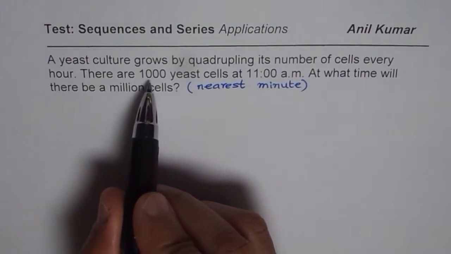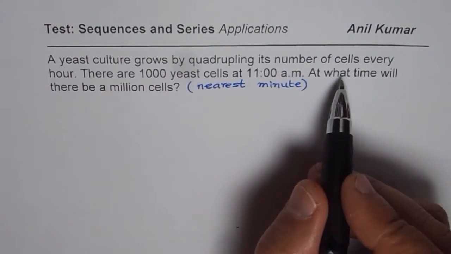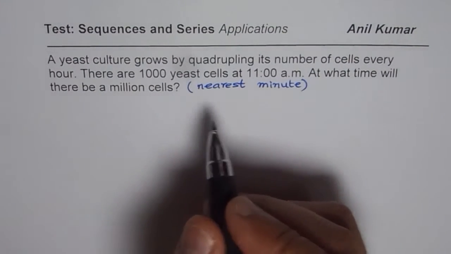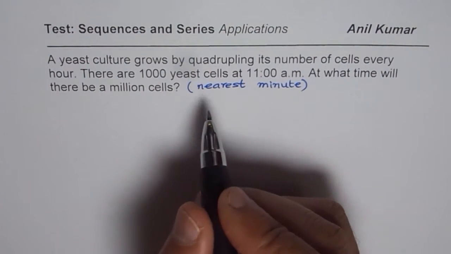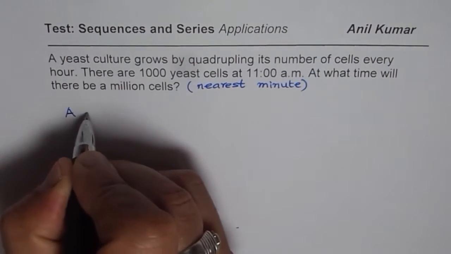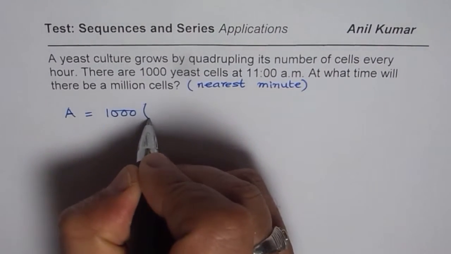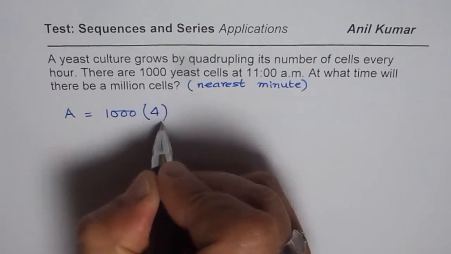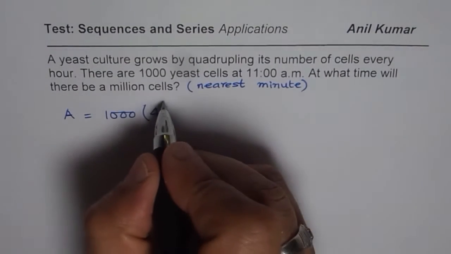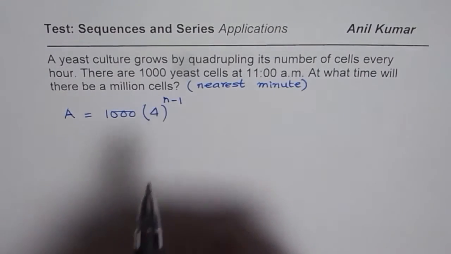So we initially have 1000 cells at 11 and they are growing at the rate of quadrupling every hour. That means 4 times their original number every hour, right? So we can write that the amount of cells at any time could be starting with 1000 times 4 to the power of n minus 1. So we have a geometric series. They get multiplied by 4 every hour. So that is the geometric series, right?